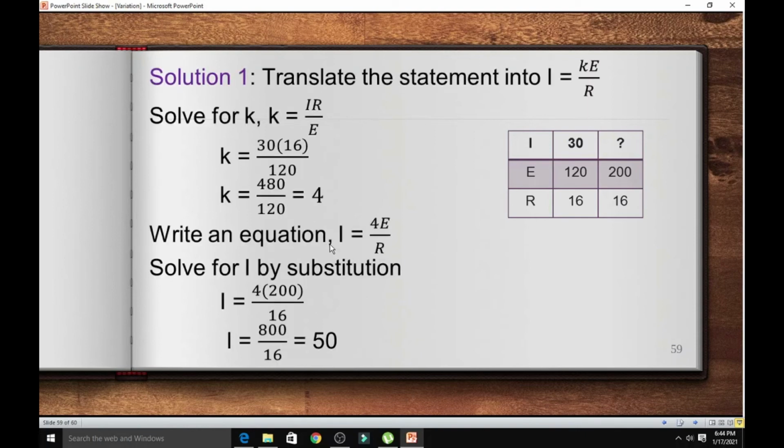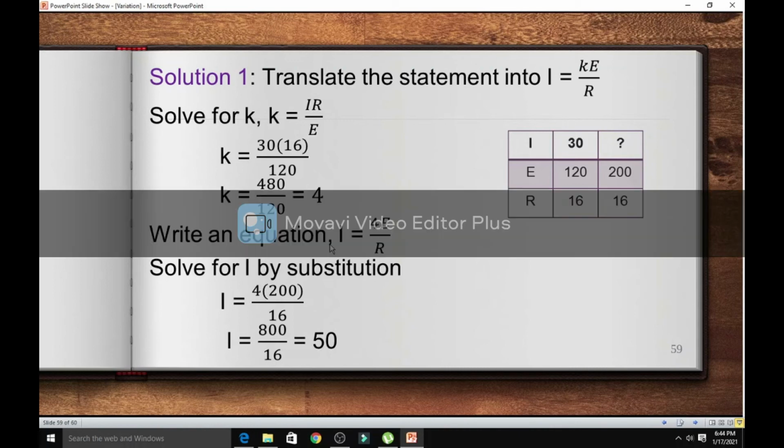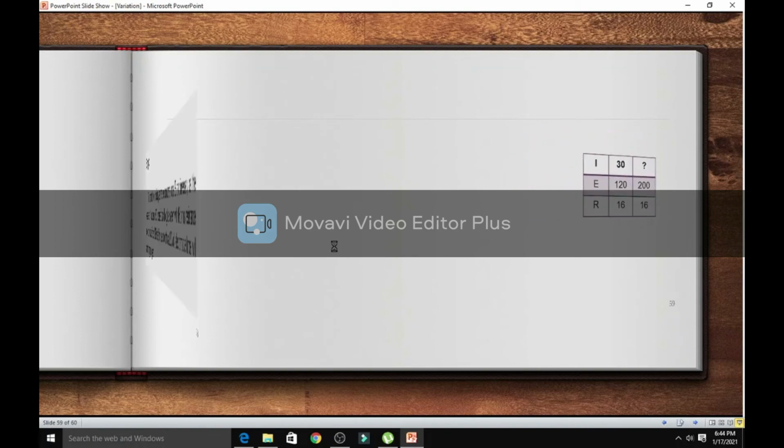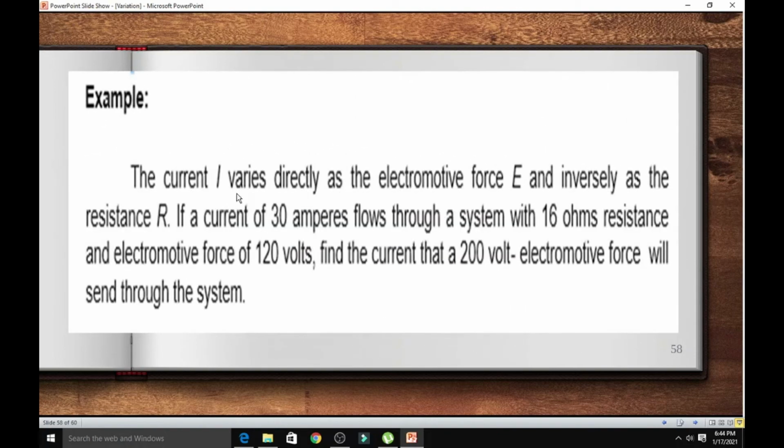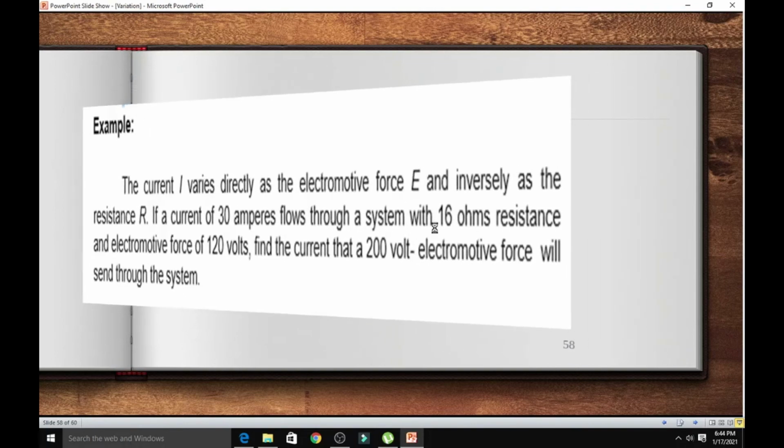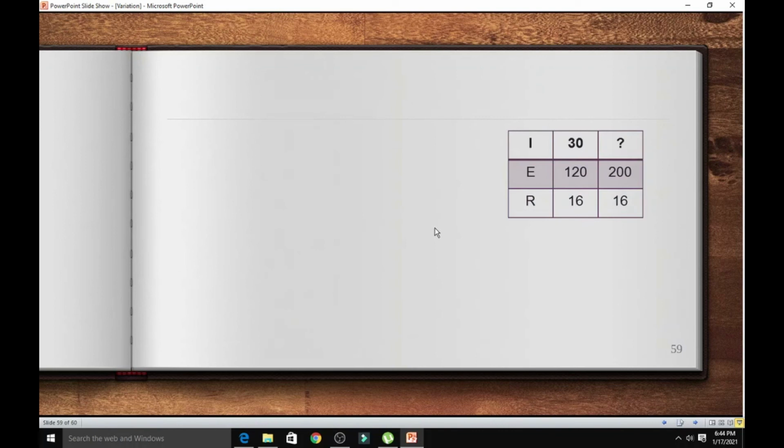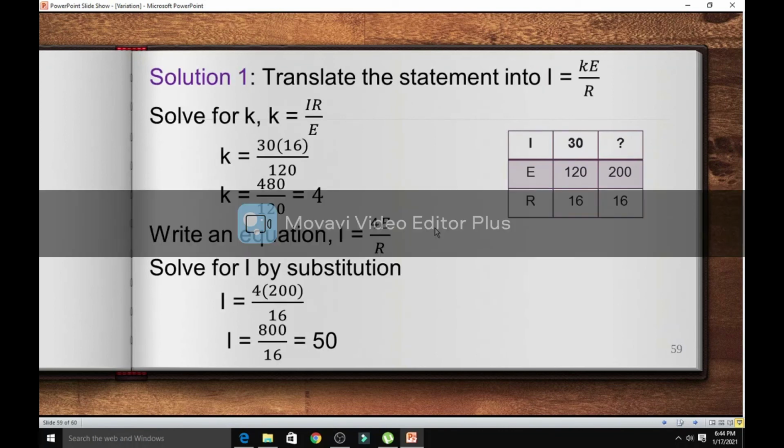So, the first solution or the first thing we need to do is to translate the statement na nabanggit kanina into an equation which is I is equal to KE over R. Bakit I is equal to KE over R? Kasi balikan natin. The current I varies directly as the electromotive force E and inversely as the resistance R. So, ang equation natin, I is equal to KE over R.